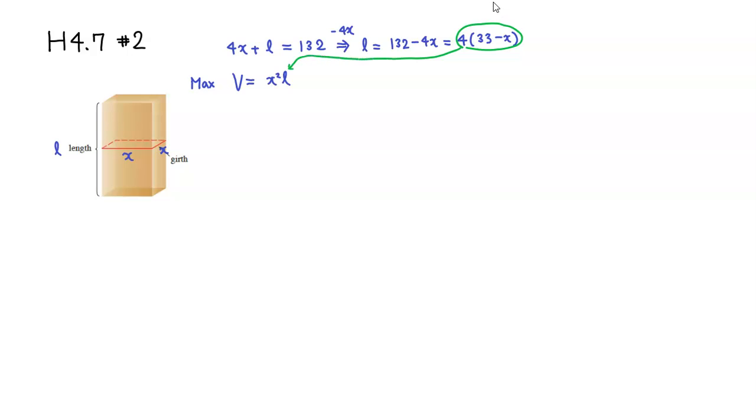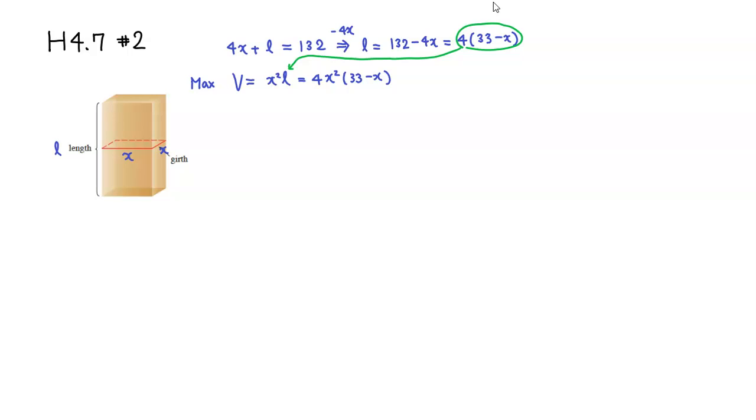Since we have an expression for L, I'm going to plug this right in here. I'm going to put 4 in front, then you have x squared from here, then you have 33 minus x. So we want to maximize this volume.